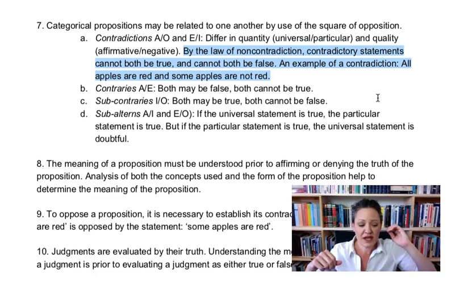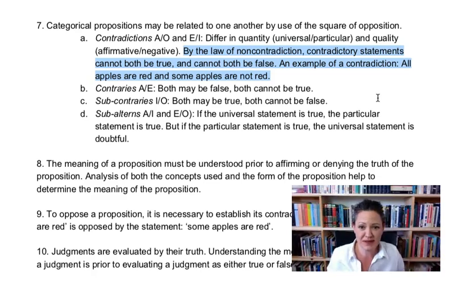Or if you say some apples are not red, I have a green one, then all apples are red can't be true, right? So these can't be true at the same time. Just plug in your apples in the example there. An example of a contradiction: all apples are red and some apples are not red. I guess I did write that down there.